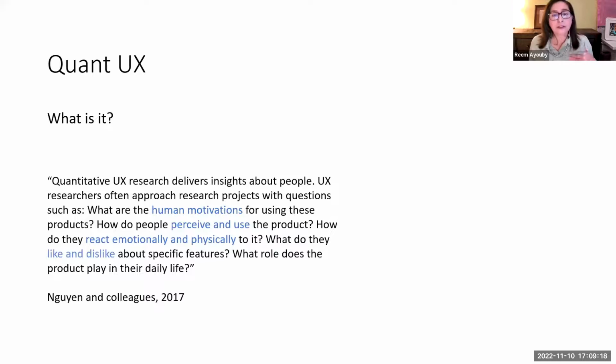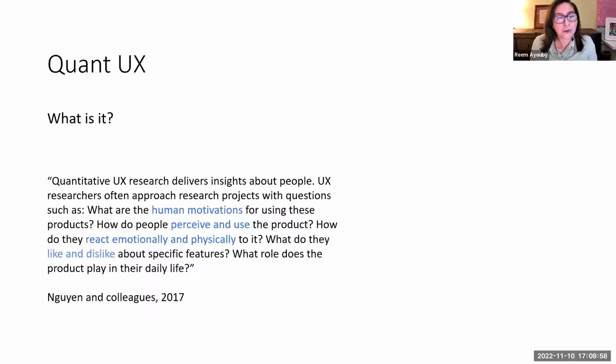So going to the definition of quant UX research, I found this quote really helpful. So this is based on Mary Gwen, Saida Bakshi and Alex Wentworth. They are research scientists at Facebook, and they have come up with these questions.